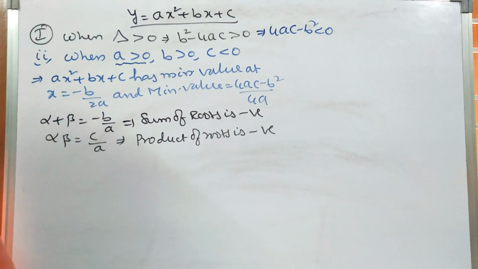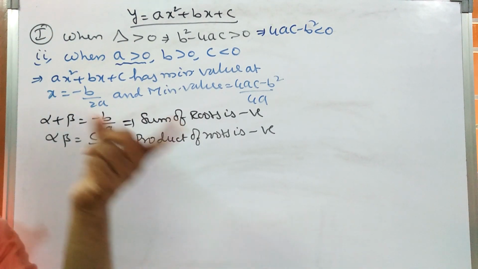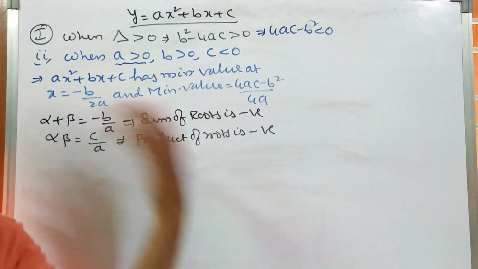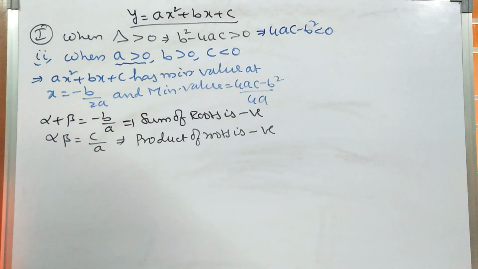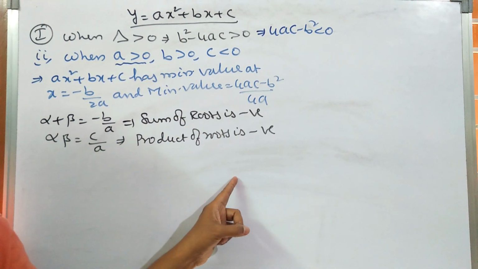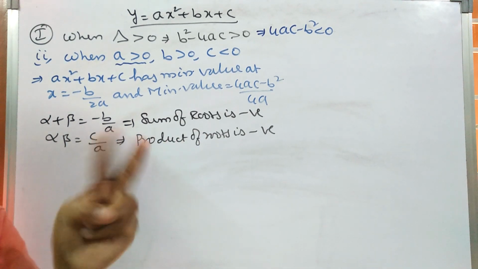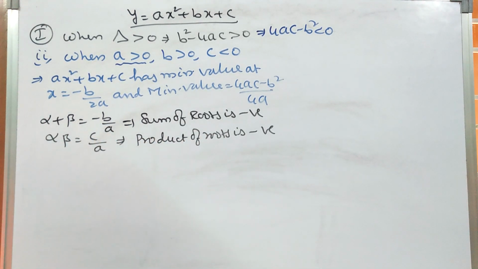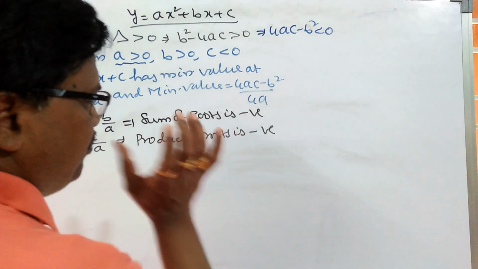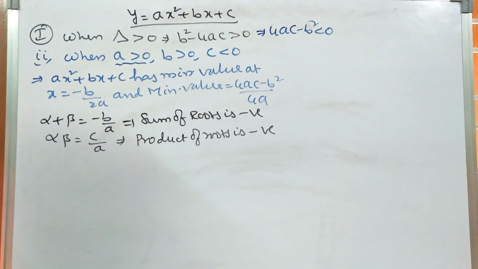Product of the roots is positive means both roots have the same sign, either both positive or both negative. Then only the product of roots is positive. But here the product of the roots is negative. What's the meaning of it? Both roots have opposite signs. That means one must be a positive root and another must be a negative root.